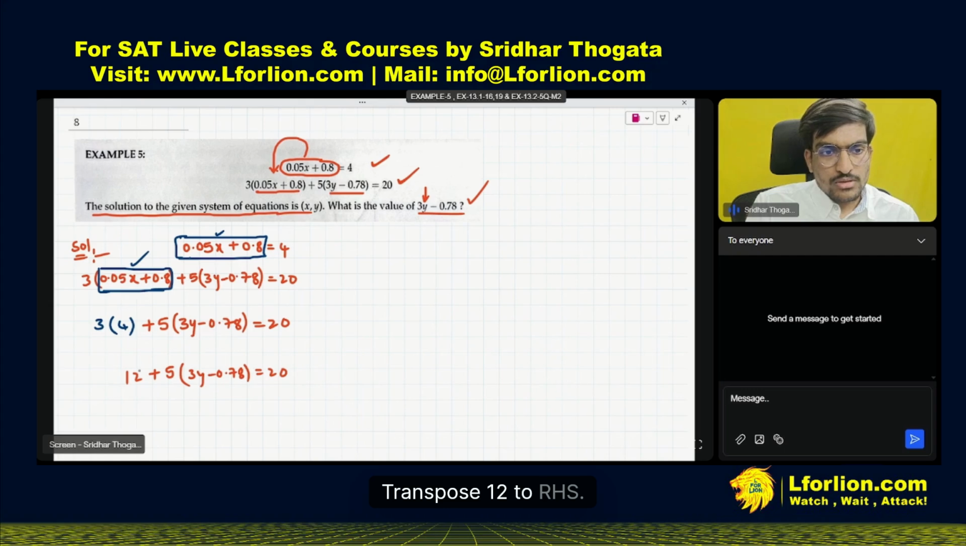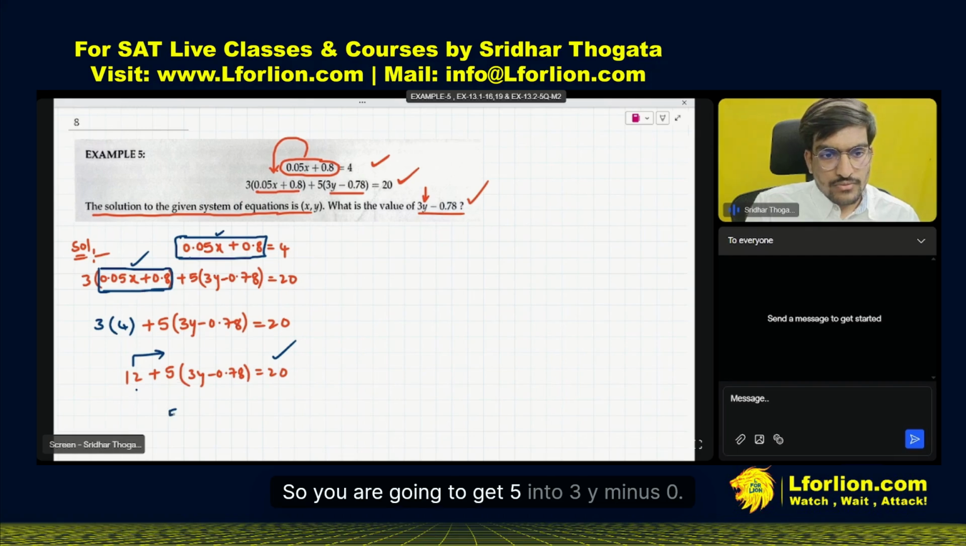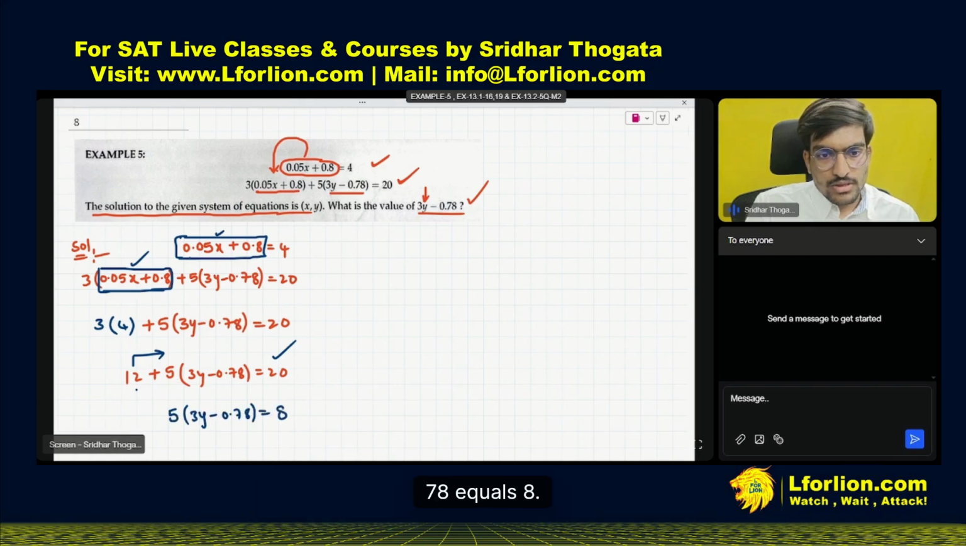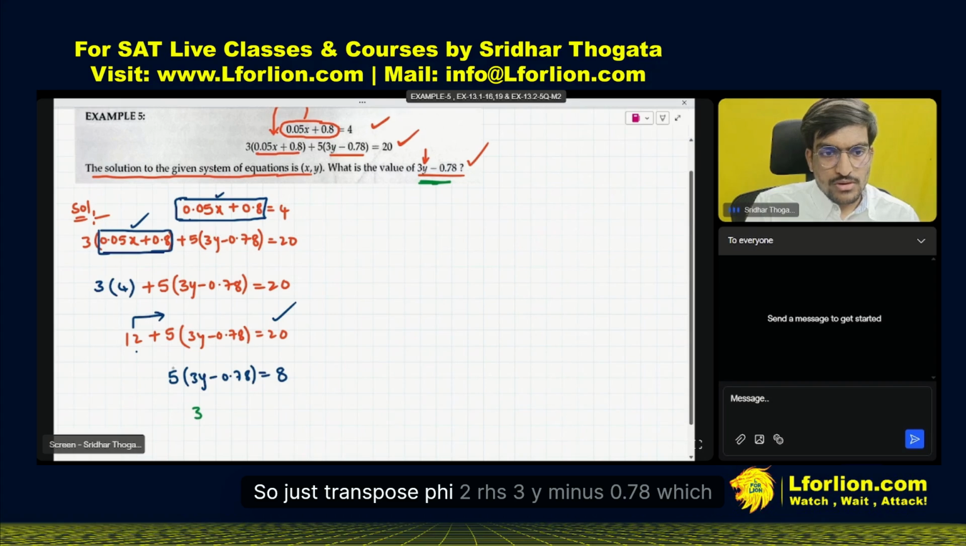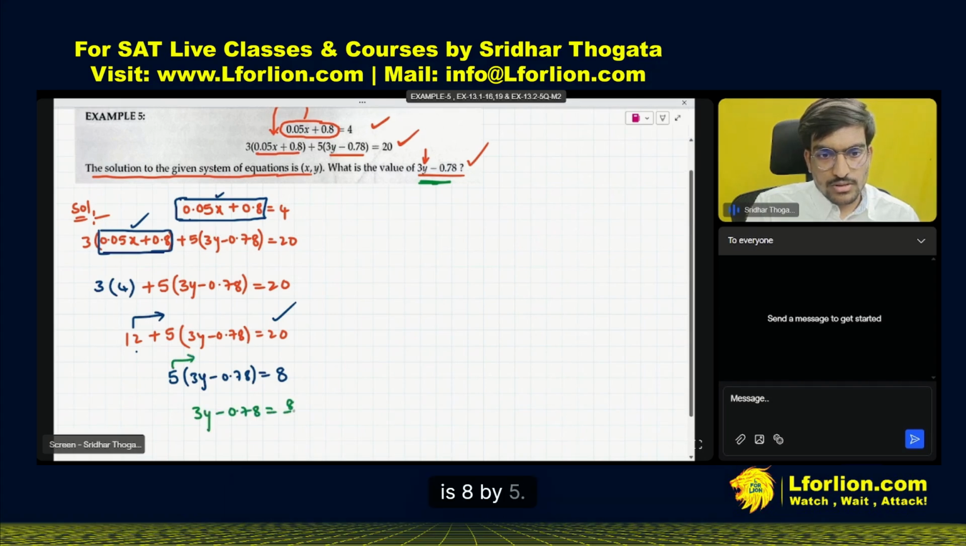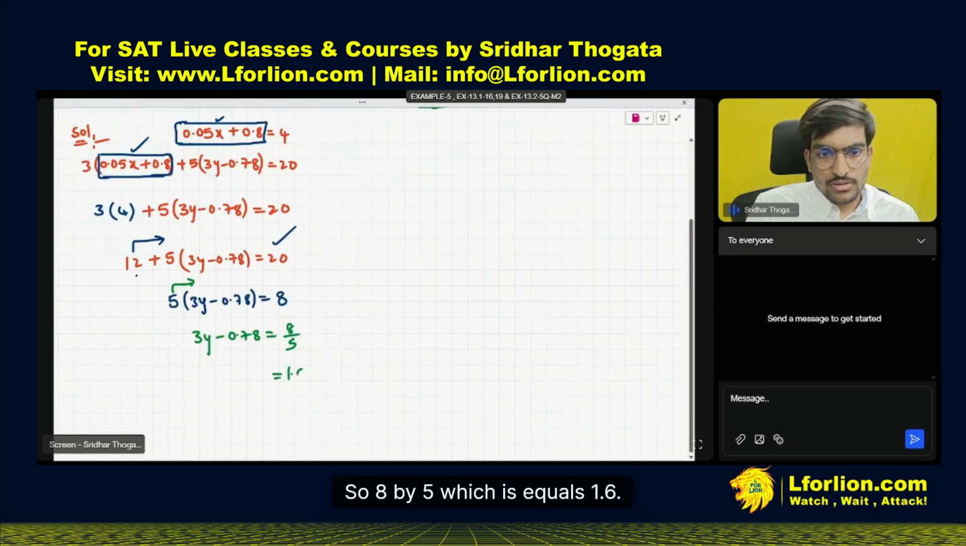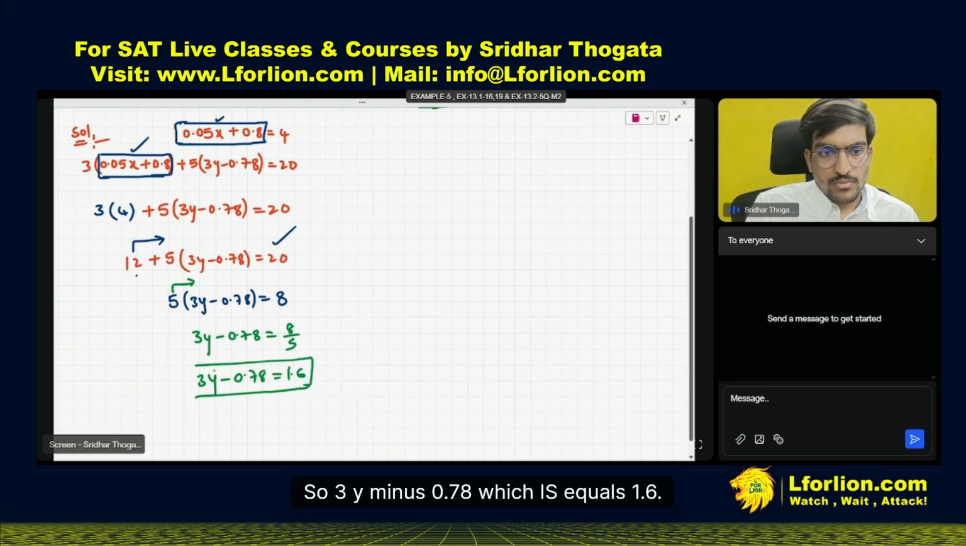Transpose 12 to RHS, and here it is 20. 20 minus 12, which is 8. So you are going to get 5 into 3y minus 0.78 equals 8. So what we need? We need 3y minus 0.78. So just transpose 5 to RHS, 3y minus 0.78, which is 8 by 5. So 8 by 5, which equals 1.6. So 3y minus 0.78 equals 1.6.